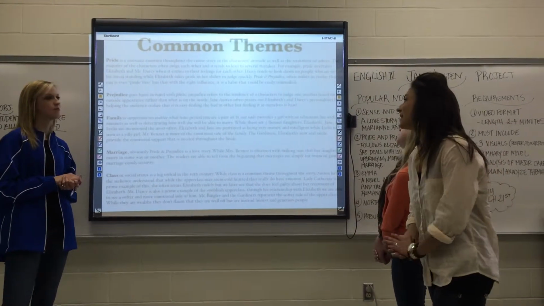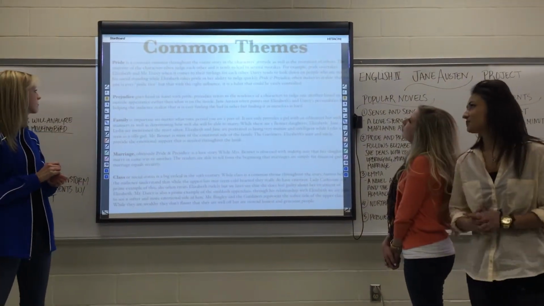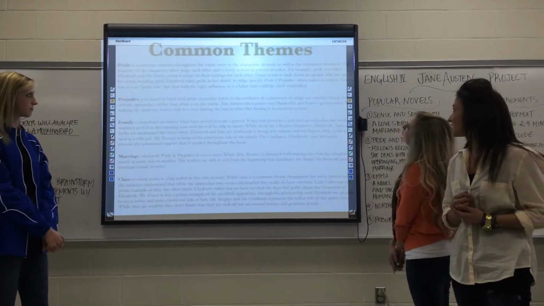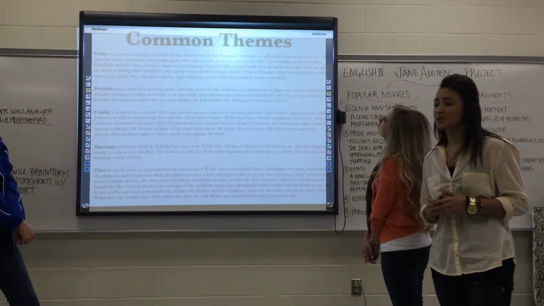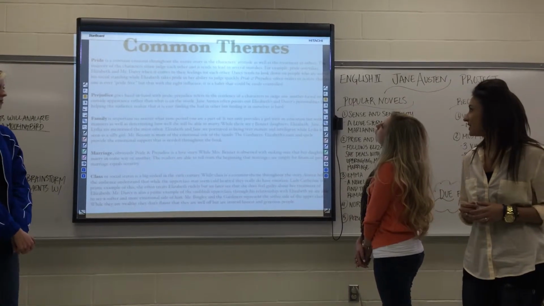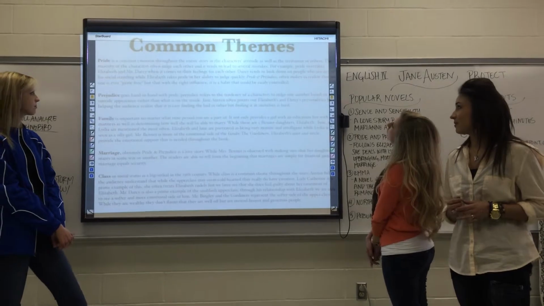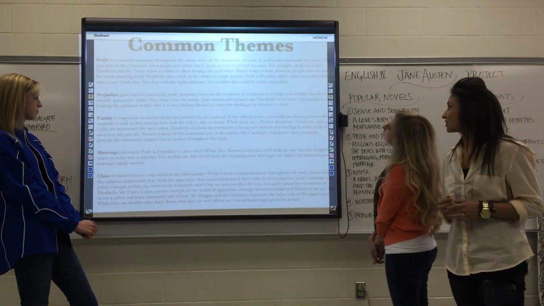Common themes: pride, prejudice, family, and marriage. Pride's a constant emotion throughout the entire story in the characters' attitude as well as the treatment of others. The majority of the characters often judge each other, and it tends to lead to several mistakes. For example, pride overtakes Elizabeth and Mr. Darcy when it comes to their feelings for each other.